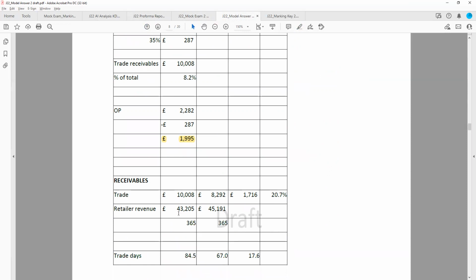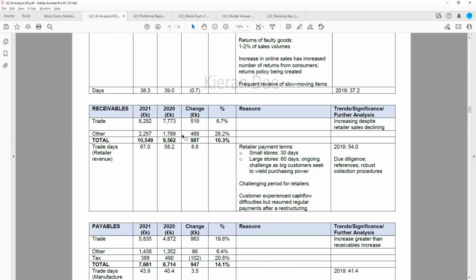You could also possibly have looked at receivables days, as we discussed in the AI class, and calculated that as a percentage of retailer revenue, trade receivables over retailer revenue, because you can see that receivables have gone up even though retailer sales have gone down, and it's only retailers who are given credit terms. We noticed this in the AI, and it's quite unusual that receivables are going up but retailer sales are going down. You can see this in the receivables days, and it's now beyond what the normal credit terms are.